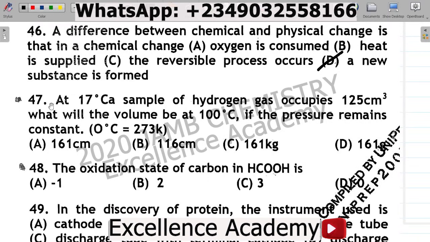Next up, question 47. 47 says at 17 degrees Celsius, a sample of hydrogen gas occupies 125 cm cube. What will the volume be at 100 degrees Celsius if the pressure remains constant? They give you 0 degrees Celsius as 273 Kelvin. A, 161 cm cube. B, 116 cm cube. C, 161 kg. D, 161 gram. So which of this is the correct answer? Now for this, you're given temperature and volume. And we know that if you're given temperature and volume, what we use there is Charles' law.